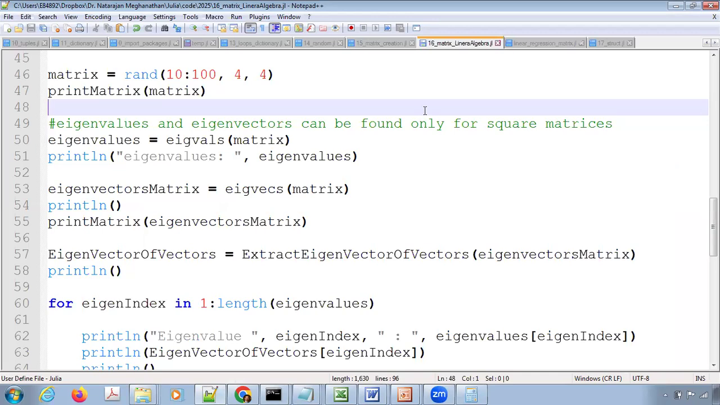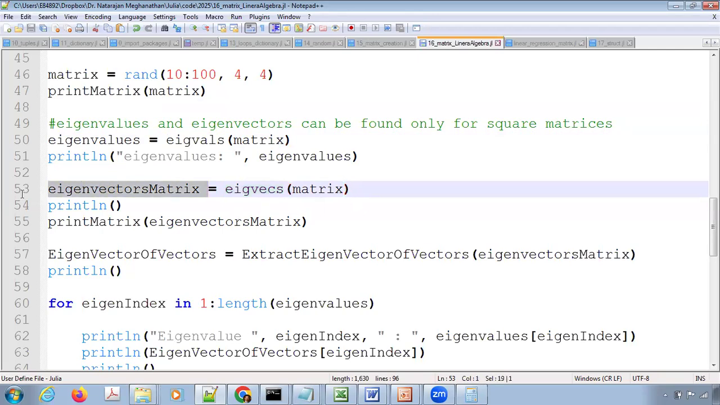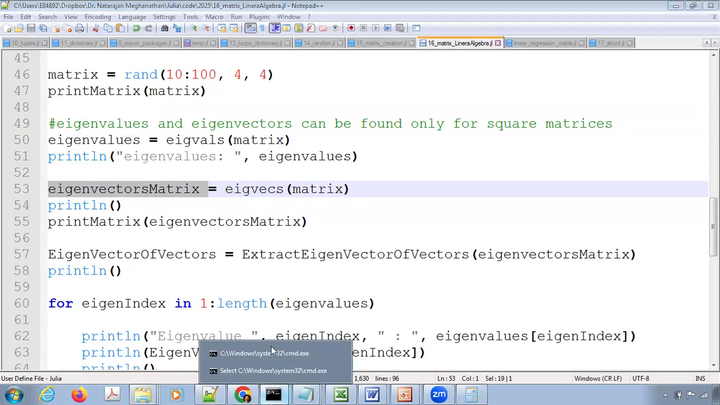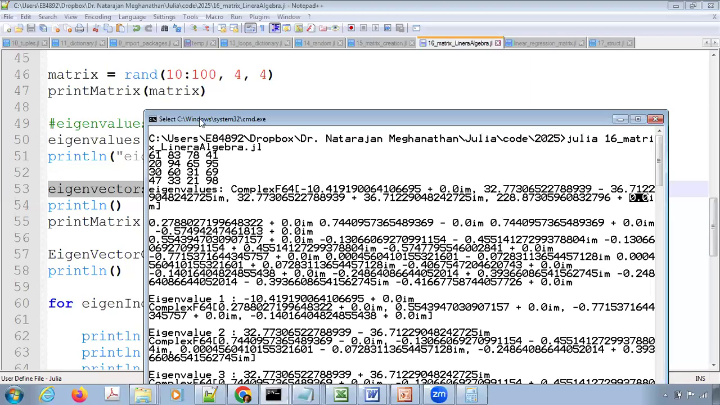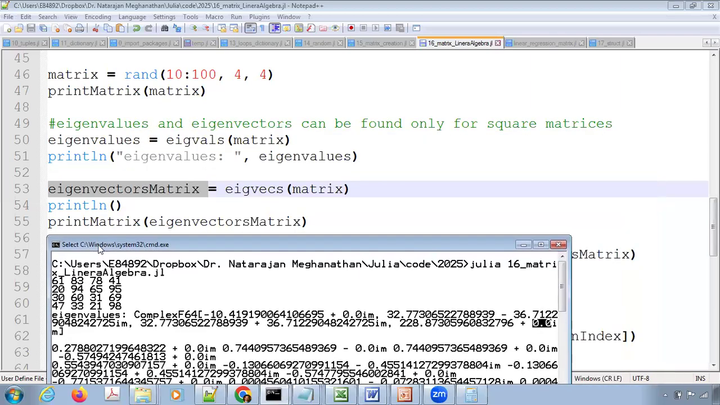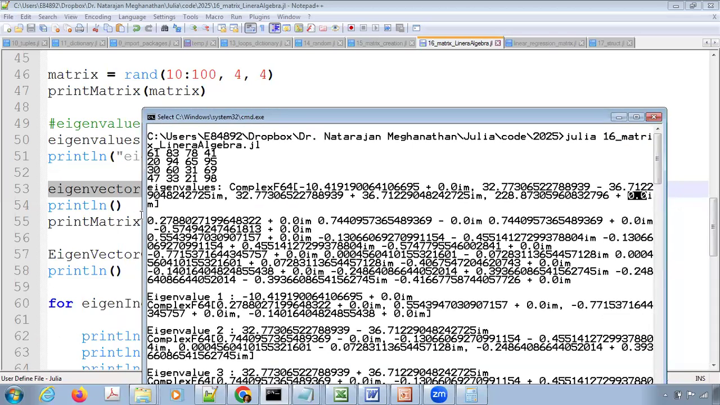For each such eigenvalue, you have eigenvectors, which are not available right away as the output of the eigvals function. The eigvals function will return only the eigenvalues of the square matrix. If you want the eigenvectors of a square matrix, then you need to call the eigvecs function and pass the matrix, and that would return an eigenvectors matrix. If you print that eigenvectors matrix, this is how it's going to get printed. I'm printing it using the print matrix function, remember. So it is going to be printed like this.